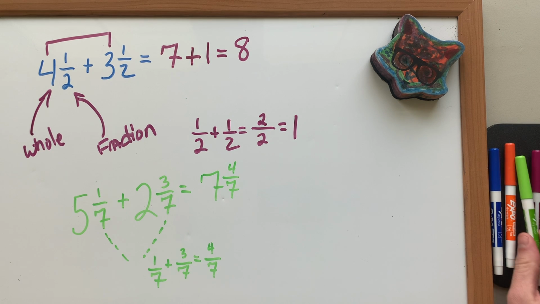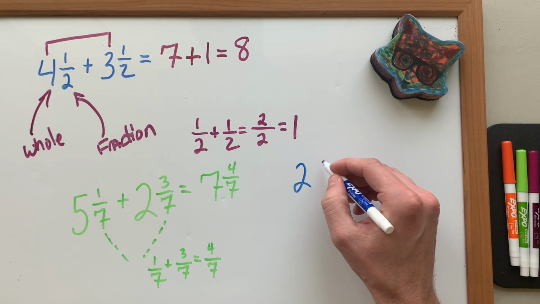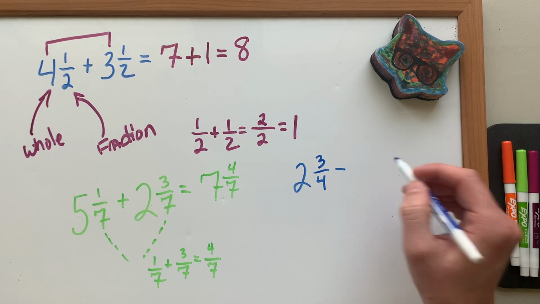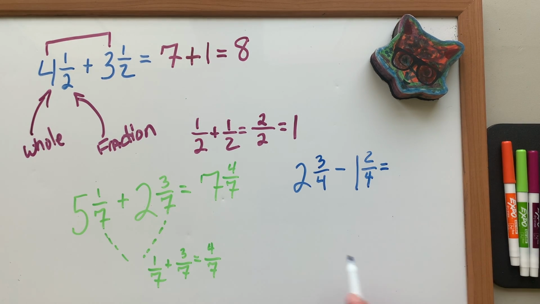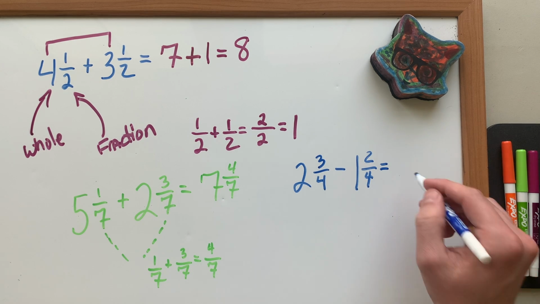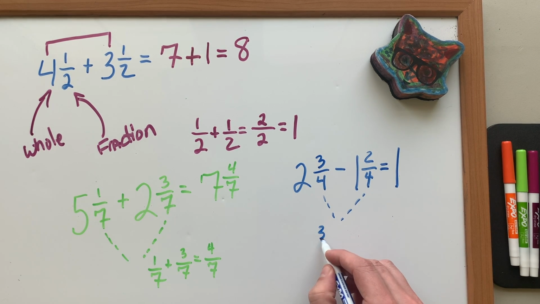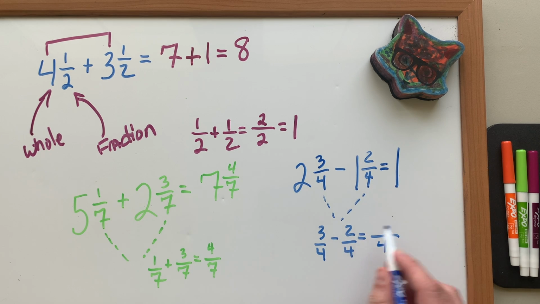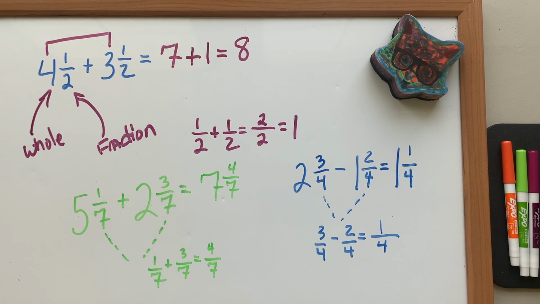Let's do one more example where we see how to subtract. If I have 2 and 3/4 and I subtract 1 and 2/4, I'm going to subtract my whole numbers. 2 minus 1 is 1. And now for the fraction part, 3 over 4 minus 2 over 4. I have the same denominator, so I keep it. And 3 minus 2 is 1. So my final answer is 1 and 1/4.